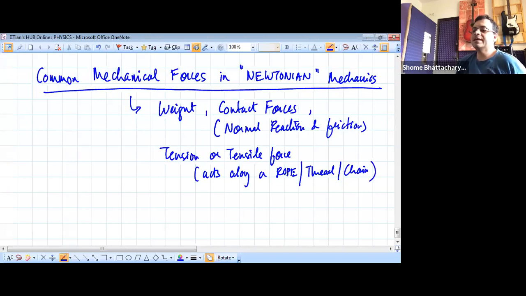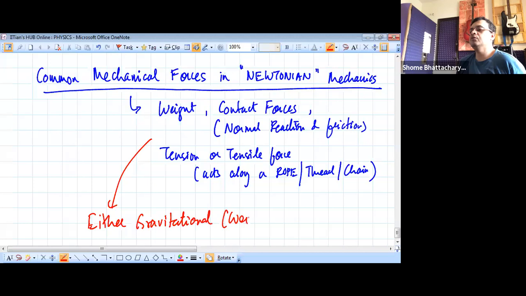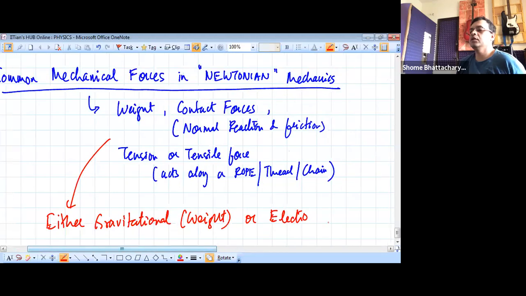These kind of normal mechanical forces that we talk about, these are always either gravitational, which is the weight one, or electromagnetic in nature.